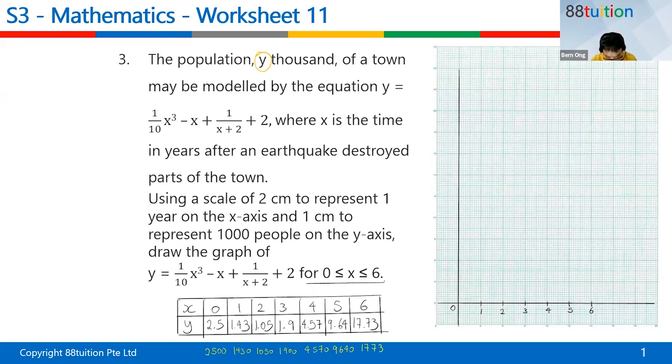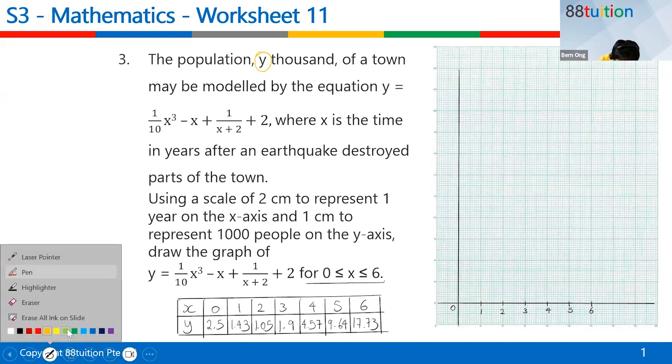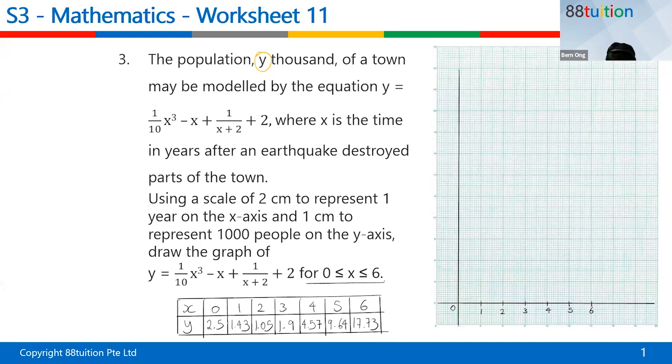So it's 2,500. 1.43 times 1,000, actually I'm short of some. So 2.5 times 1,000 is 2,500. This one, 1.43, is 1,430. Correct or not? Correct. 1.05 is 1,050. 1.9 is 1,900. 4.57 is 4,570. Can you understand, children?